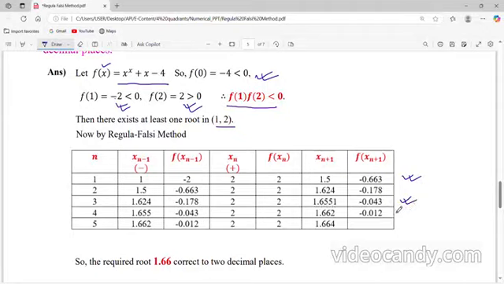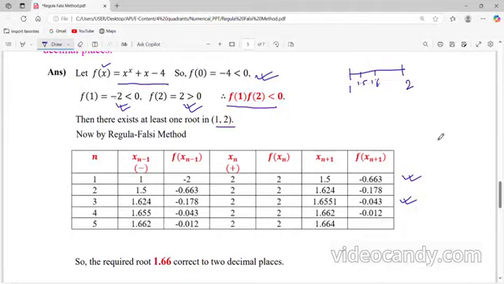So after the third iteration, what have we seen? We started with 1 comma 2, that is your interval, but after using the regula falsi method your interval is squeezing. That means from where we started, 1, then 1.5, then 1.6 and so on. Just see that here the interval is reducing. In this way we will find the desired degree of accuracy where the root lies.